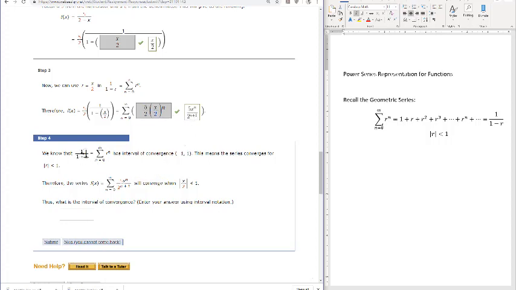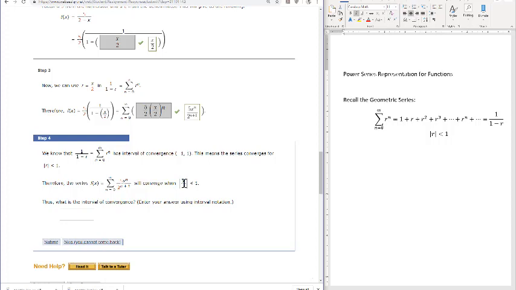So we know that this thing has an interval, the geometric series has an interval of convergence from -1 to 1, which means the series converges for r, absolute value of r less than 1. So we're going to take the r value, which is x over 2, and then we're going to say that the absolute value of that should be less than 1.